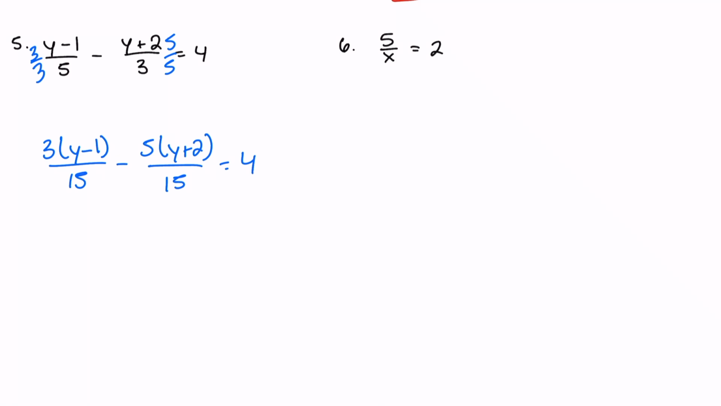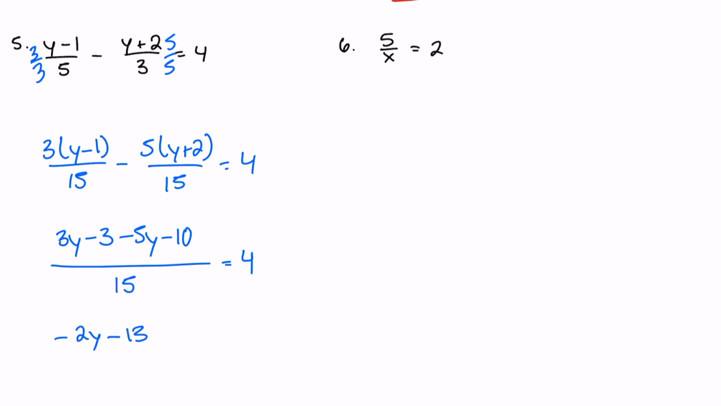So we end up with 3 times y, which is 3y, and 3 times negative 1, which is negative 3. And then negative 5 times y gives us negative 5y, and negative 5 times 2 gives us negative 10. And this is all over the same denominator of 15, and this equals 4. Now we can collect like terms and simplify in the next line. So 3y minus 5y is going to be negative 2y. And negative 3 minus 10 is going to be negative 13. And this is over 15, and that equals 4.